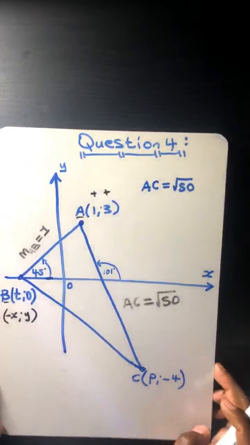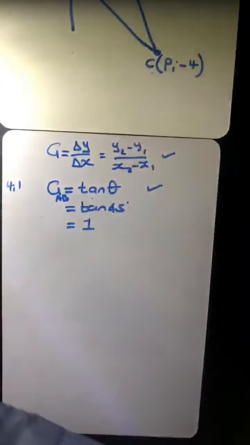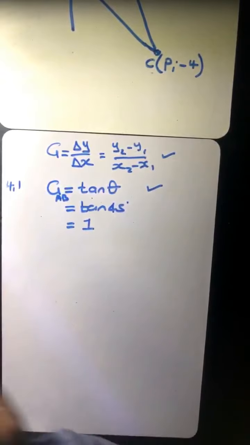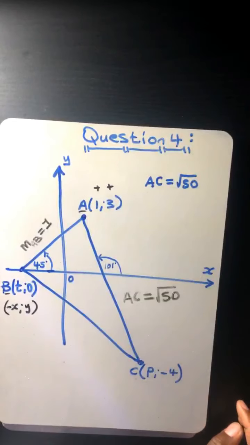Okay, 100%. So now we have the gradient of that line AB. Let's move to the next question. The next question says, calculate the value of T. This question is allocated just 2 marks, guys. The previous question was also allocated 2 marks.